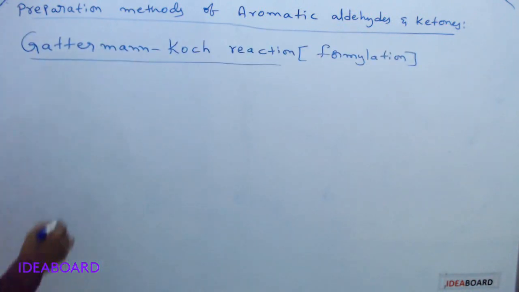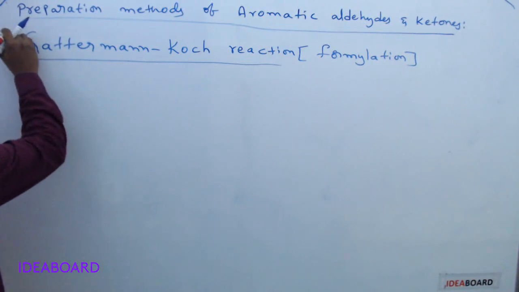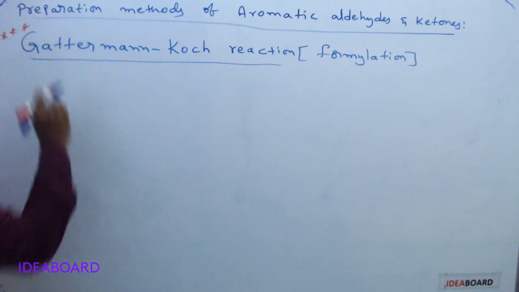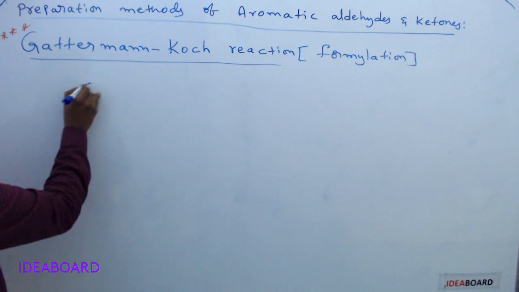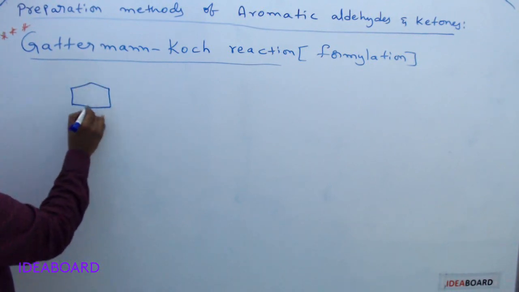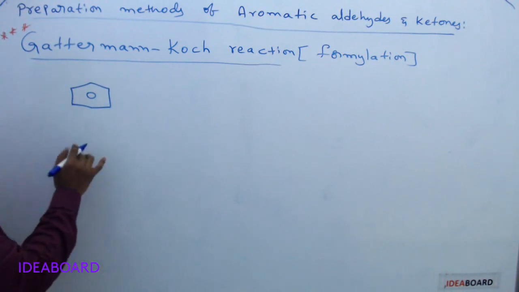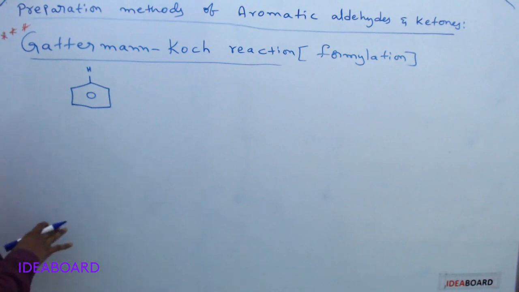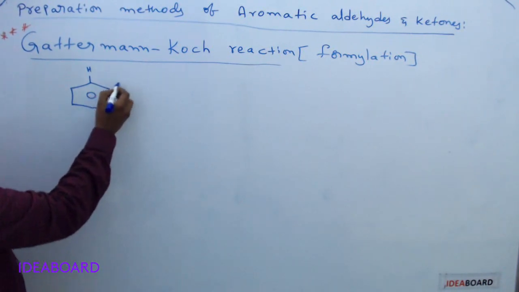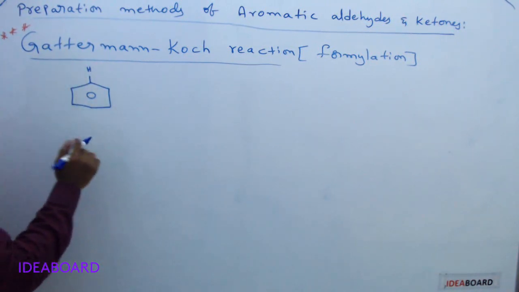Another important method, which is also a named reaction, is the Gattermann-Koch reaction or Gattermann-Koch formylation. Here we are taking benzene. Simply remember this is benzene, and here I am writing one hydrogen separately. It is benzene only, with hydrogen on every carbon, but I wrote one hydrogen separately.